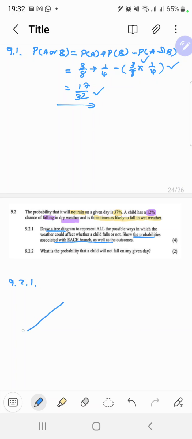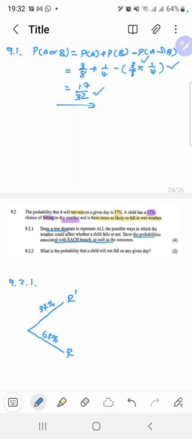We start, of course, by saying the rain situation. It says the probability that it will not rain on a given day is 37%. So we can say R prime, not rain, is 37%. Remember, probability can be expressed as a percentage, so it's not a problem. If it is 37%, what are the chances that it will rain? You take that from 100%, because it must give us 100%, which is effectively 1. So 100 minus 37 means there is a 63% chance of rain.